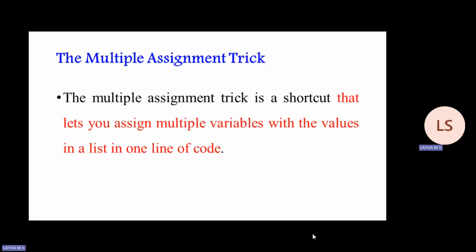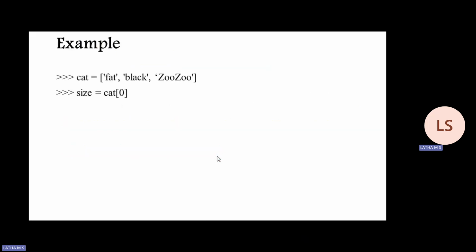Multiple assignment trick is nothing but assigning values using a single line of code instead of multiple lines for multiple variables. As we saw in the previous class, how we were writing branch 1, branch 2, branch 3. Instead, we will go with a single line of code. So, for example, you can see here.